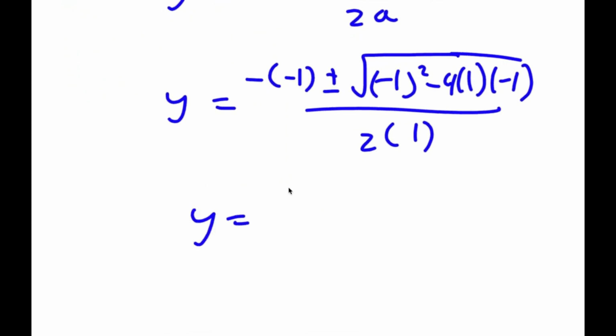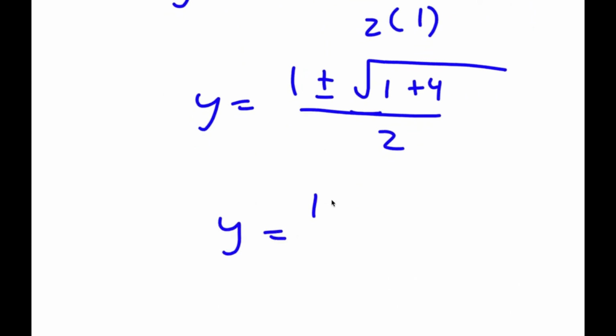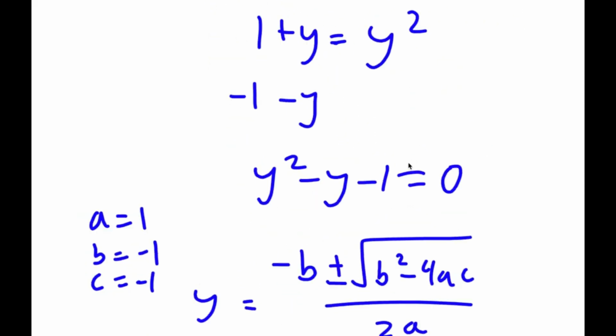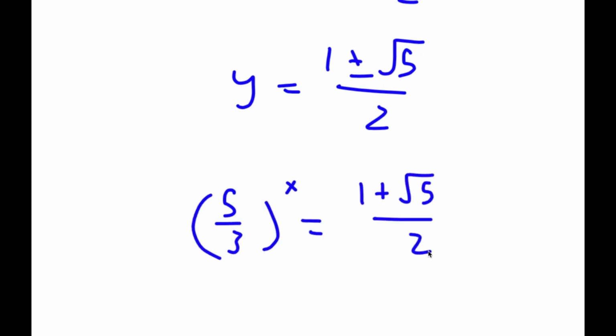And now this simplifies to 1 plus or minus the square root of 1 plus 4 over 2, which is equal to 1 plus or minus the square root of 5 over 2. So now remember how we set 5 over 3 to the power of x equal to y. So if y equals this, then I have 5 over 3 to the power of x is equal to, let's first start with 1 plus the square root of 5 over 2.